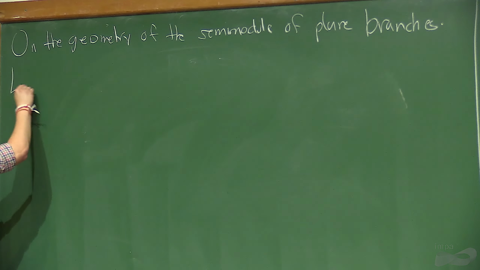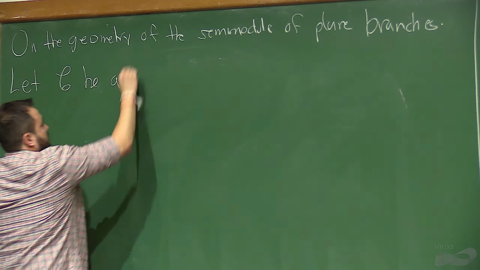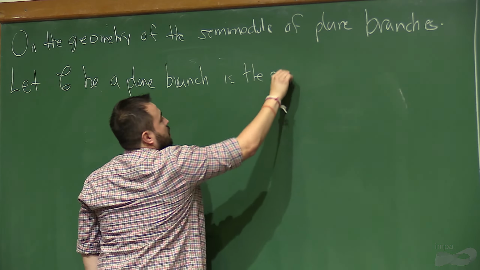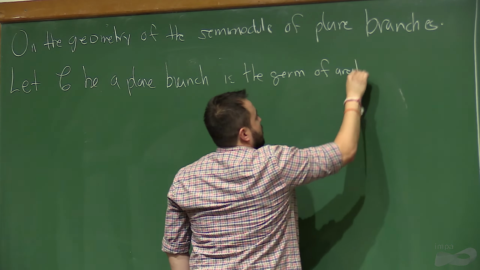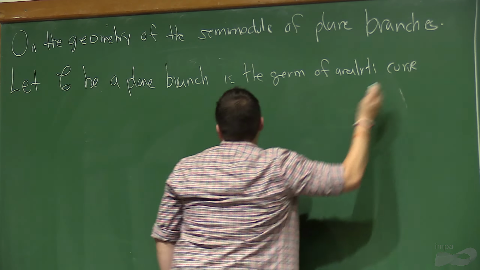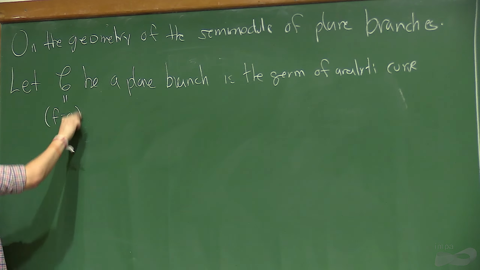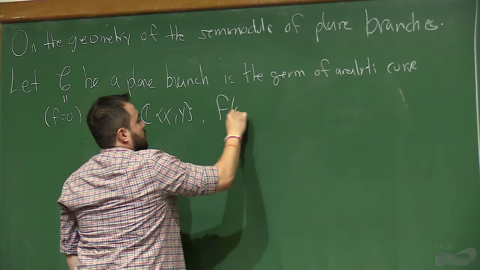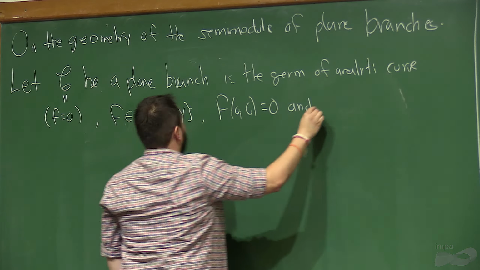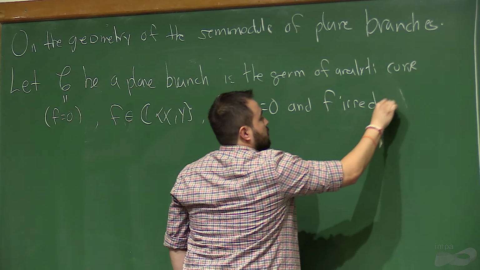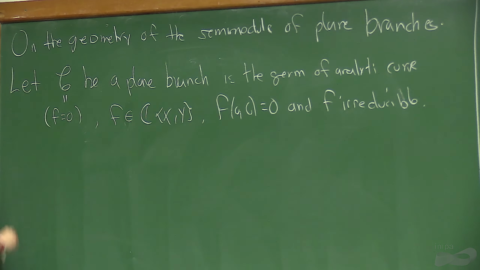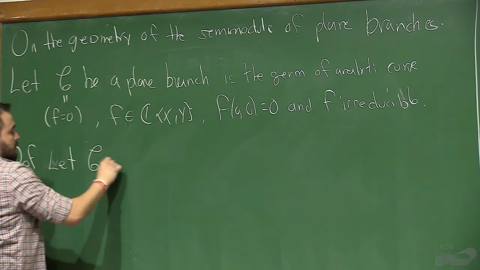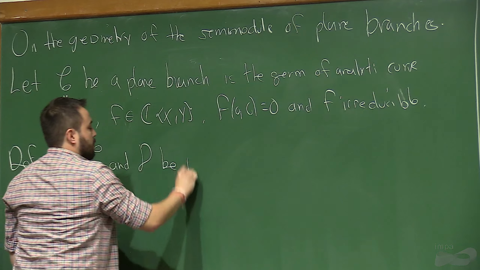So let C be a plane branch, that is, the germ of an analytic curve, given by f, an analytic function in two variables, with f(0) equals 0, and f irreducible. So we consider C and D plane branches.